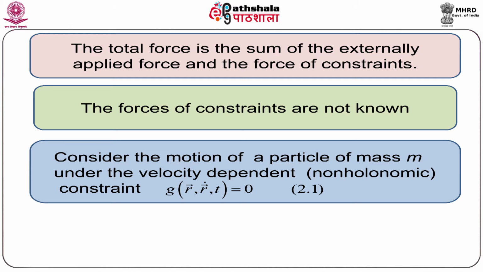To overcome this situation, let us consider the motion of a particle having mass m under the velocity dependent constraint given by g(r vector, r vector dot, t) equal to 0. R vector is the position vector, whereas r vector dot gives the velocity vector, t being the time. As the constraint relation depends on velocity r vector dot, it is non-holonomic in nature.